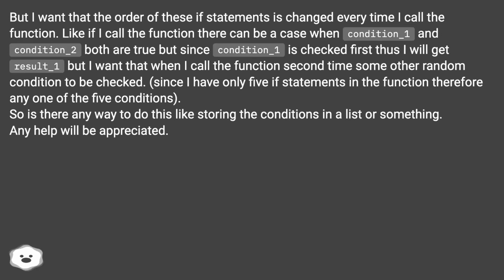Like if I call the function, there can be a case when condition_1 and condition_2 are both true, but since condition_1 is checked first, I will get result_1. But I want that when I call the function a second time, some other random condition is checked. Since I have only 5 if statements in the function, any one of the 5 conditions. So is there any way to do this, like storing the conditions in a list or something? Any help will be appreciated.